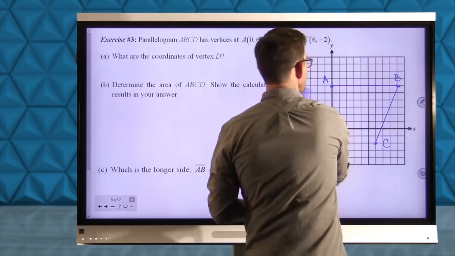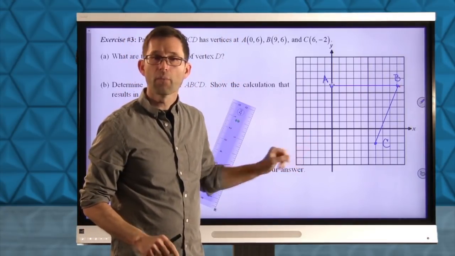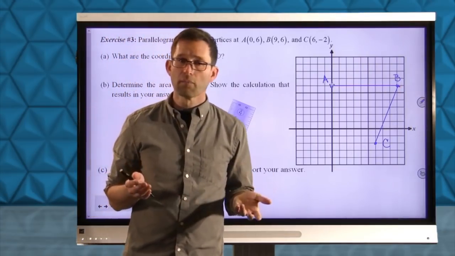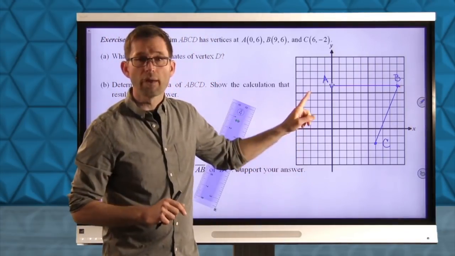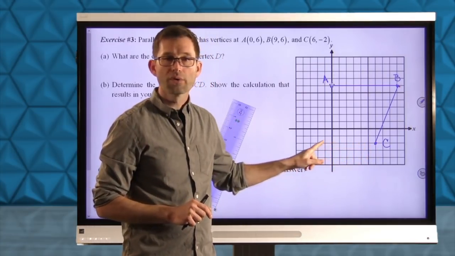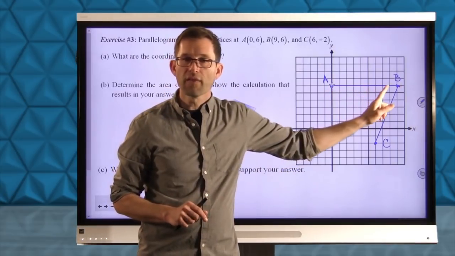Right. So where is D? Well, D is going to be somewhere over here. And we can use the fact that opposite sides of parallelograms are the same length to figure out where it is. Right? We know that wherever D is, it's got to be along a horizontal line from C because AB is horizontal, and it has to be the same length as AB.